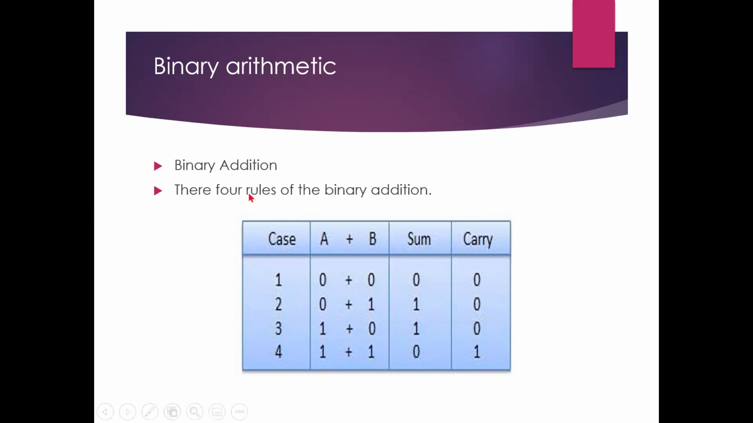So binary arithmetic: first let us look at binary addition. The 4 rules of binary addition are, so there are 4 different cases. Let us see how these rules work in binary addition. 0 plus 0, the sum is 0, there is no carryover. I hope you all know what I mean by carryover. 0 plus 1, the sum is 1, no carryover. 1 plus 0, it's all the same, 1, no carryover.